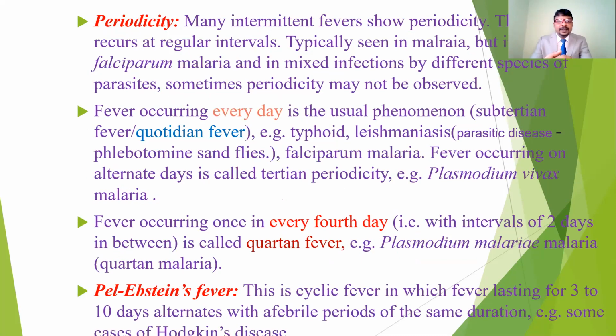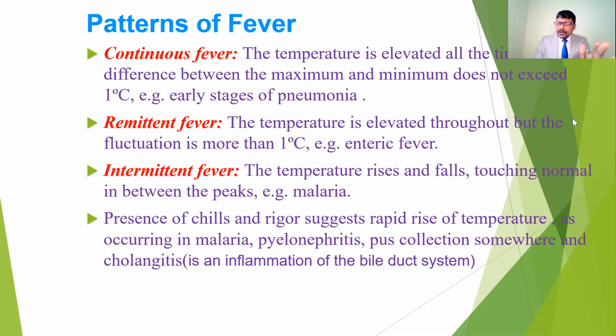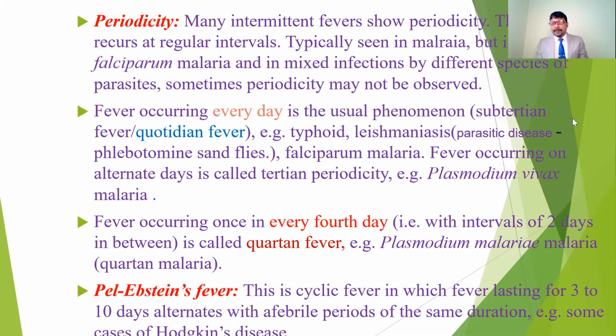And also periodicity. Why do we have to know about the period, how much time the fever is going to occur? That means in which conditions it may alter. Just now we discussed the different types of patterns: continuous, remittent, and intermittent fever. Continuous fever stays elevated, while in remittent fever the temperature rises and falls, and the difference between the minimum and maximum may be less than 1 degree centigrade, and more than 1 centigrade may also be observed in remittent fever.